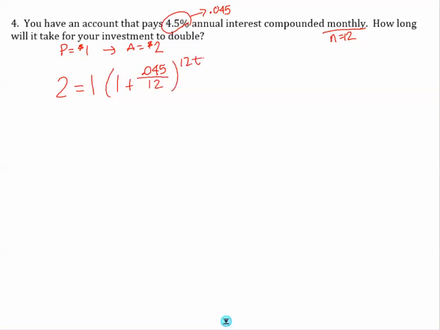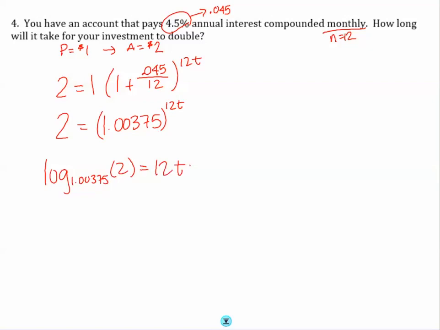And I'm trying to figure out what T is. So if I type the part inside the parentheses in the calculator, I end up with 1.00375. Here's where the logarithms come in. Since I'm trying to solve for a variable that's in the exponent, I need to switch this to be a logarithm. So I have log base 1.00375 of 2 equals 12t. Then I just divide by 12.